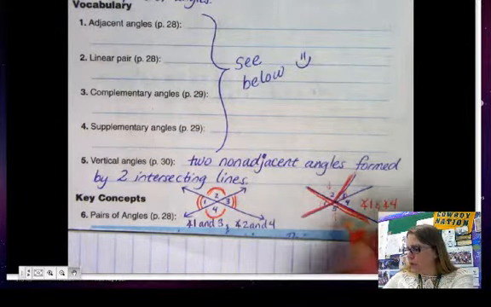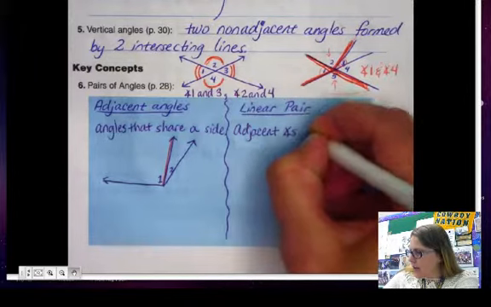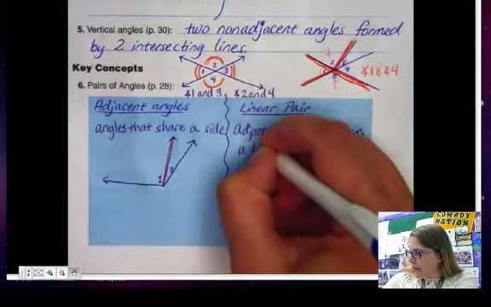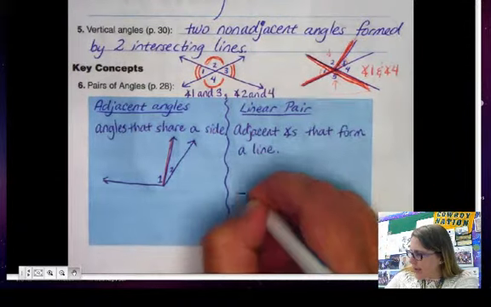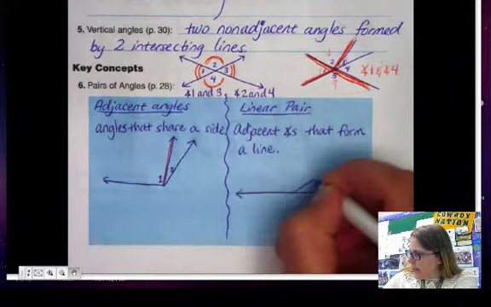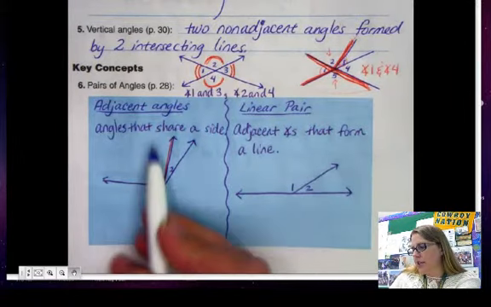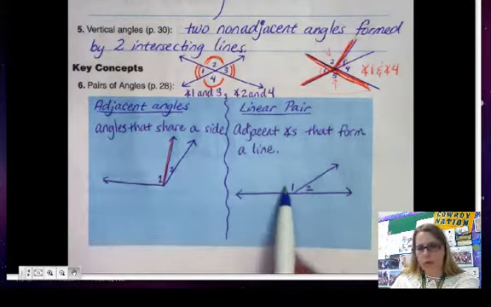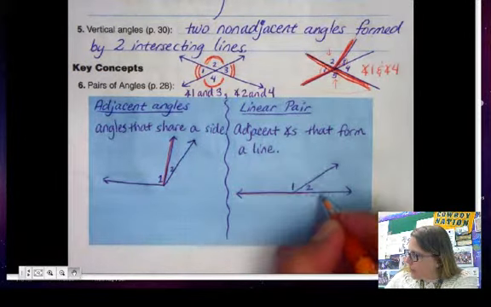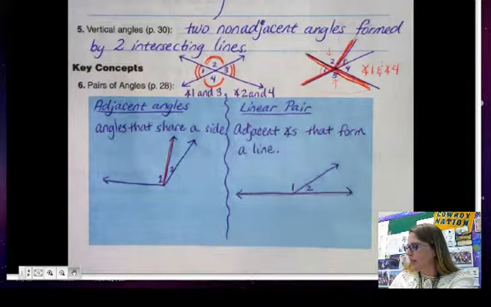A linear pair are adjacent angles that form a line. So to draw that, I'm going to draw a straight line and then a line in between here. So we have angle 1 and angle 2. These two angles are adjacent, but they're also linear because they form a line right here. Okay, so that's a linear pair.